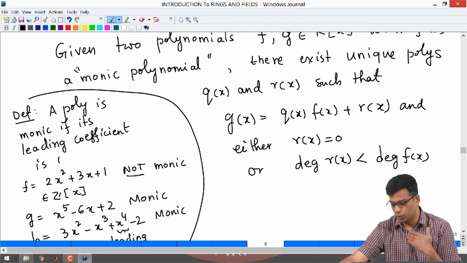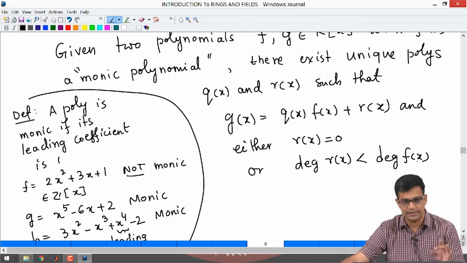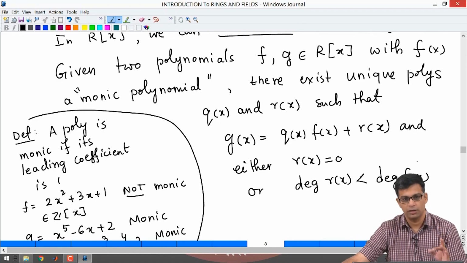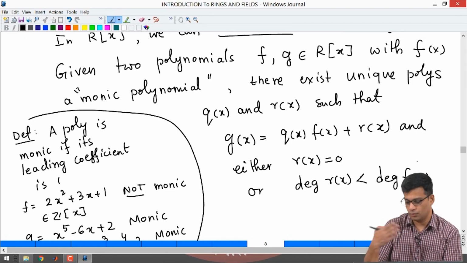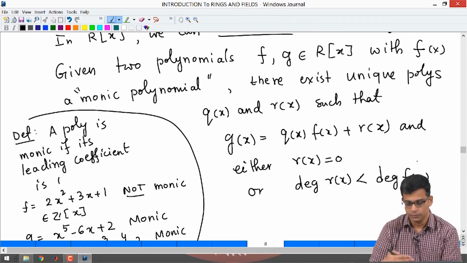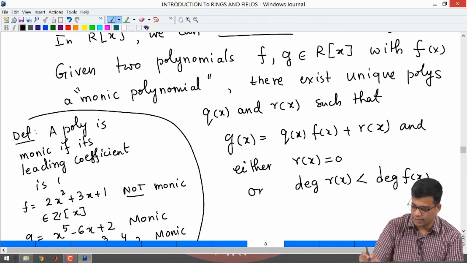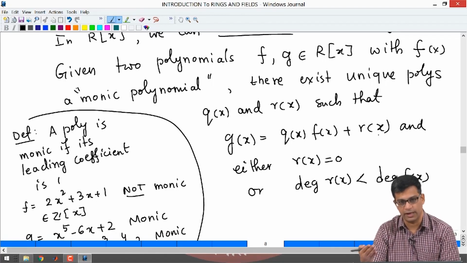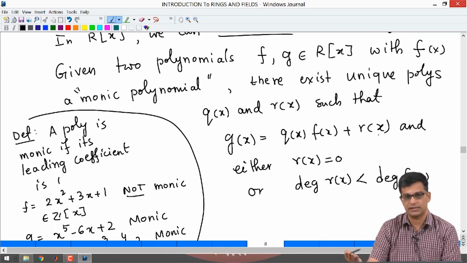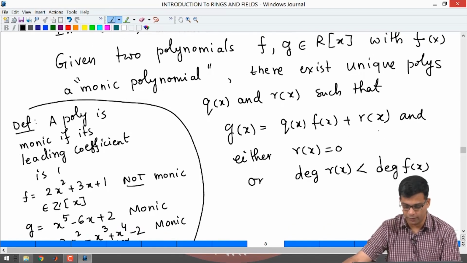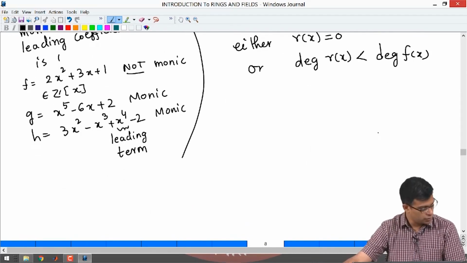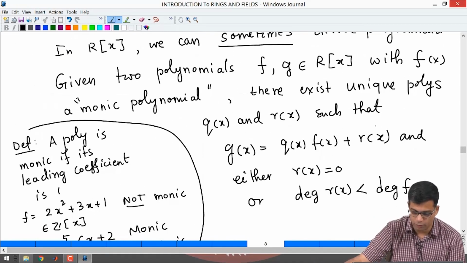So, I suggest that you think about this carefully. This is exactly what we mean by division for integers. For example, if you have two integers, we can divide one by the other and write it like this. The remainder is always a non-negative number: it is either 0, or if it is positive, it is strictly less than what you have divided by. Okay. So, that is all. We can always do this.